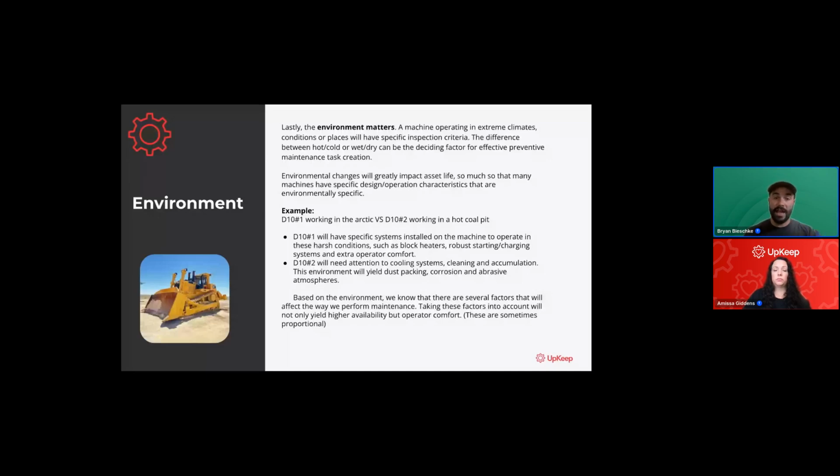We can't just say that because I've got a D10 in Antarctica and a D10 in Wisconsin, we have the same PMs and the same inspection criteria. We can't do that. Environmental changes will greatly impact asset life, so much so that many machines have design and operational characteristics that are environmentally specific.